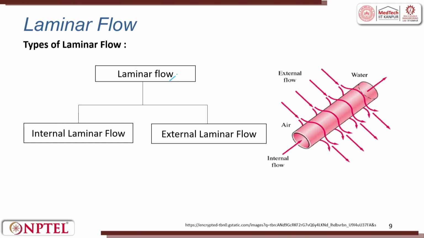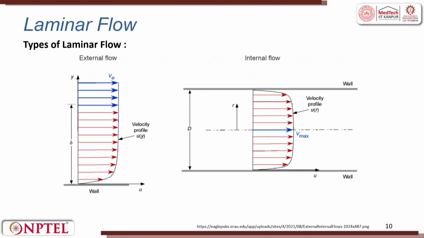So, in laminar flow, there are two types, one is internal, the other one is external. Internal is when the fluid is flowing through the pipe. When the fluid is flowing over the pipe, it is external laminar flow. So, for the external laminar flow, if you see the velocity profile, suppose you have taken two plates, right.